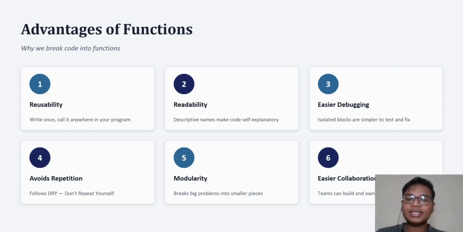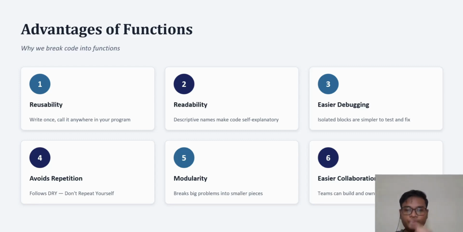And the second one is readability. What does it mean? Descriptive names make code self-explanatory. That is the meaning of readability. Third one is easier debugging. What does it mean? Isolated blocks are simpler to test and fix. Okay. Fourth one is avoiding repetition. That follows DRY: Don't Repeat Yourself. That's the main thing about avoiding repetition.